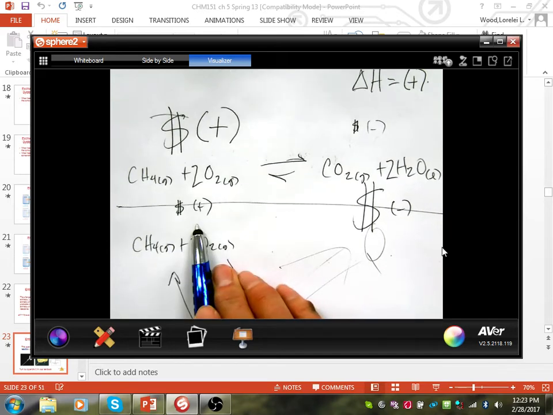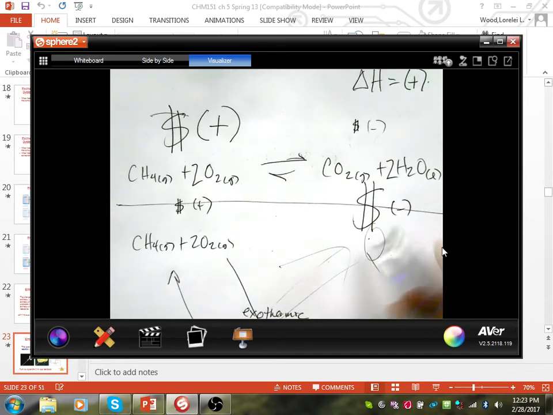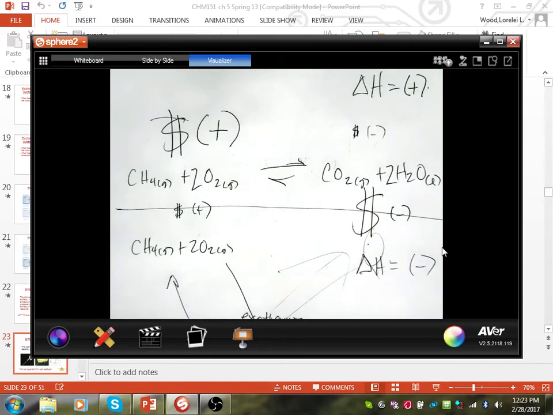I don't have to put much energy in. I get a whole lot of energy out. So in this case, my overall delta H is going to be, I'm going to get lots more money back than what I put into the equation. And that's how chemical reactions happen.